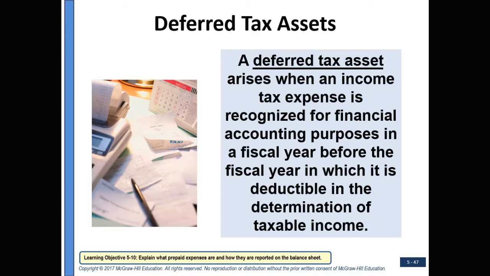The next current asset that we'll talk about is a deferred tax asset. This arises when an income tax is recognized for financial accounting purposes in a fiscal year before the actual fiscal year in which it is deductible in the determination of taxable income. This is kind of a convoluted topic and not one we'll go into great depth at this time, but you can recognize what a deferred tax asset is if it is represented on the financial statements of the organizations that you are reviewing. Be aware that this is what it is.